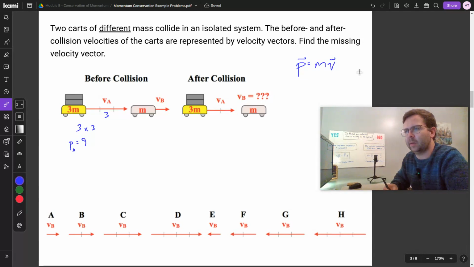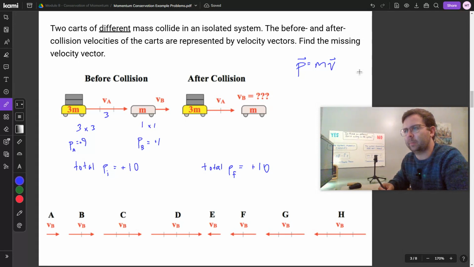And then here we have a mass of 1 and a velocity of 1. And so the momentum of object B at the beginning is positive 1. So positive 9 and positive 1. So our total starting momentum is 9 plus 1. So that's going to be a positive 10. And that should also be the same over here because we don't lose any momentum. Momentum is conserved. So the total final momentum should also be positive 10.